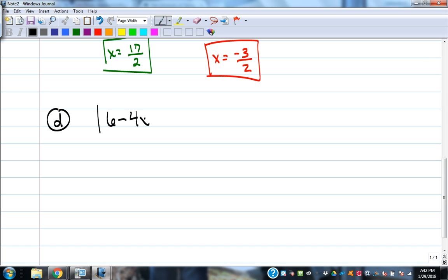6 minus 4x in absolute value is equal to 14. Is the absolute value by itself? There's nothing on the outside of it, is what I'm asking. Yeah, it's ready to work. So we're going to set up our two equations. What are our two equations? Yeah, 6 minus 4x on both of them. One's positive 14, one's negative 14. Then we solve those separately.